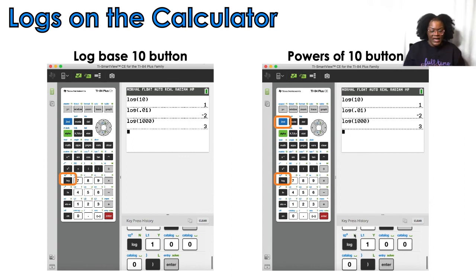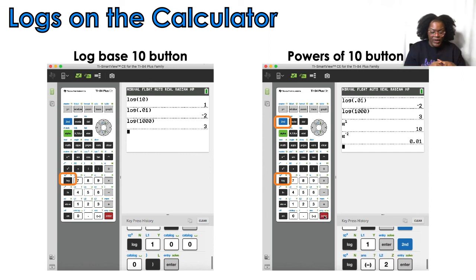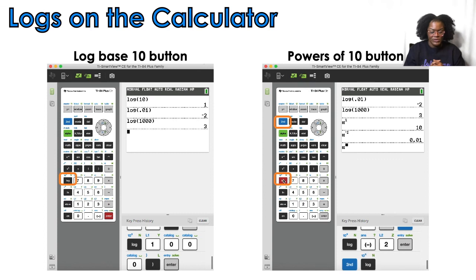So now we're going to go backwards on the other screen. If you want to check your answers, you press the log button, then the blue button. Then 10 to the first power equals 10, that's how you check the first one. Then 10 to the negative 2 power equals 0.01. And 10 to the third power, which was our last answer, equals 1,000. Look at us, we did it. The calculator will help you, so let it help you.